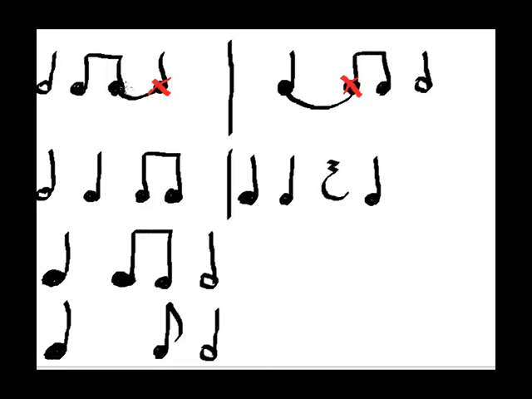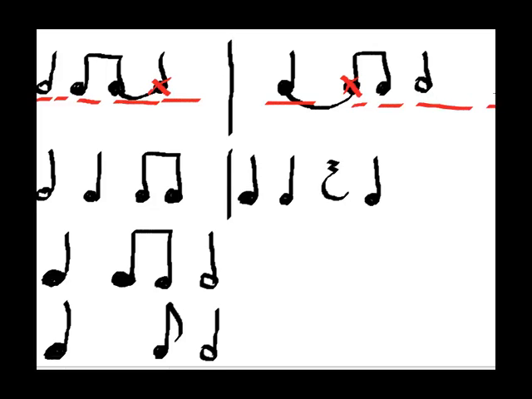So let's try to clap this one. We are in 4/4. 1, 2, here we go. Ta, ti, ti, ta, ti, ta. Did you get that? Let's try it again. Ta, ti, ti, ta, ti, ta.